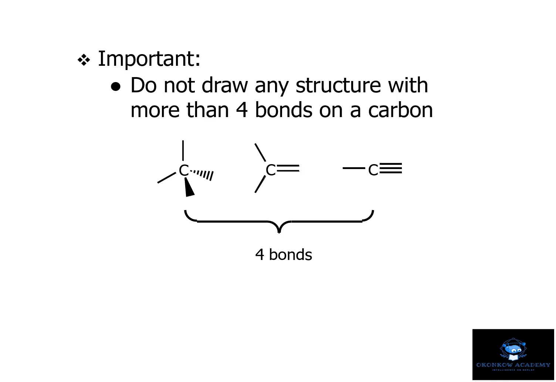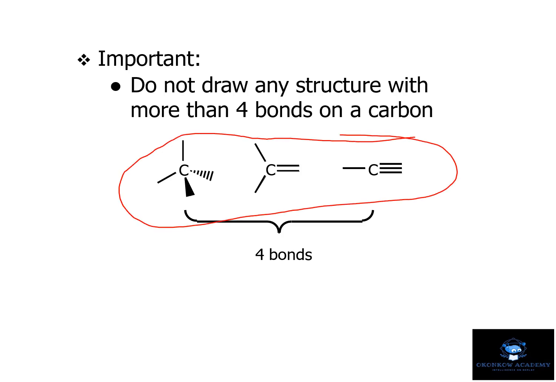Look at the examples on this slide. A carbon with 4 bonds is correct. 5 or more bonds on carbon is chemically impossible under normal conditions. If you ever find yourself drawing 5 bonds on carbon, stop. Something is wrong with your structure. That is very important. Make sure you don't exceed 4 bonds.